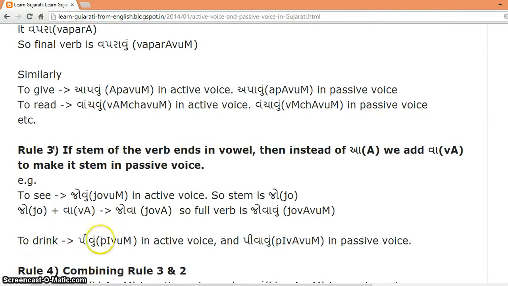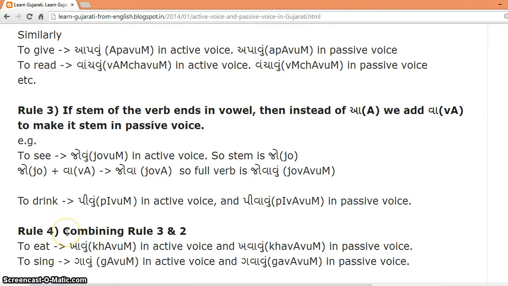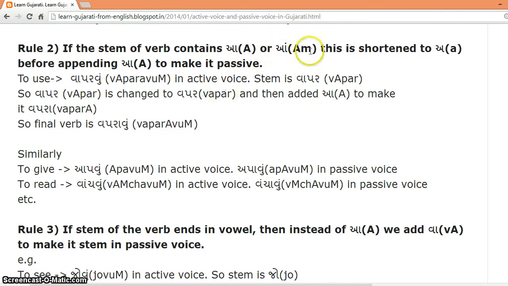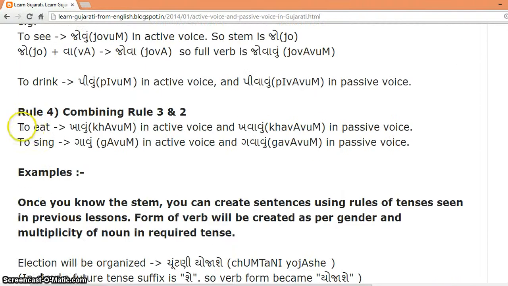To drink is pivu in active voice. Adding it to va, it becomes pivavu in passive voice. Fourth rule, which is actually a combination of rule 3 and rule 2, that is appending va and reducing a or a to a. So examples, to eat is khavu in active voice and it is khavavu in passive voice. To sing is gavu in active voice and gavavu in passive voice.